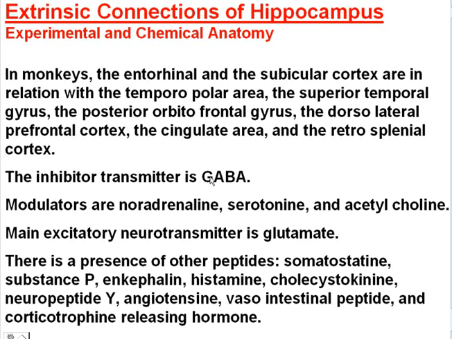The inhibitory transmitter is GABA. Modulators are noradrenaline, serotonin, and acetylcholine. And the main excitatory neurotransmitter is glutamate. Also, there are other peptides present, including somatostatin, substance P, enkephalin, histamine, etc.